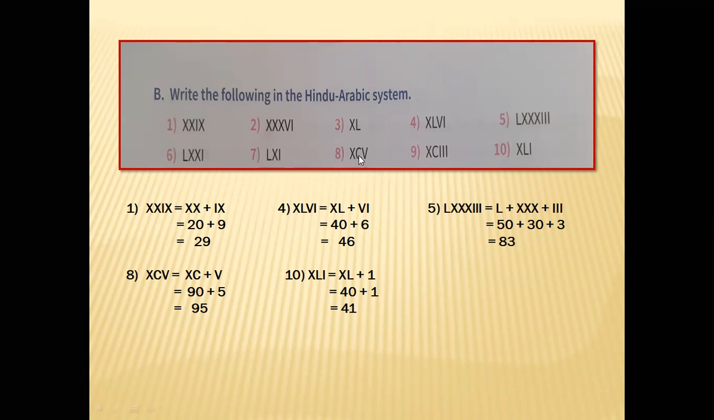Next, eighth one, XCV. XC means what? C means 100. Left side of a smaller numeral means subtraction. 100 minus 10 equals 90 plus 5 equals 95. And then ninth one you have to write. Tenth one, XLI. XL means 40 plus I equals 41. Like this you have to write.